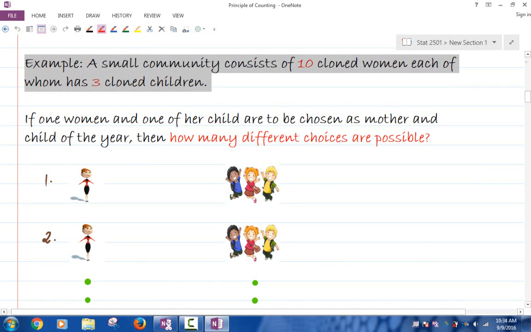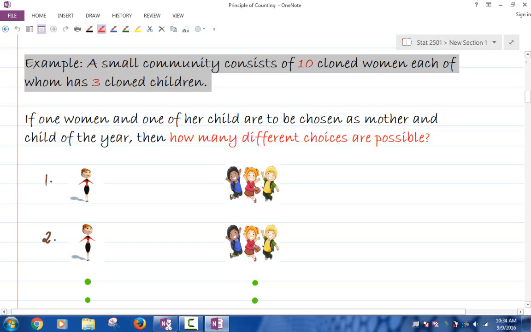I was trying to get some pictures from the internet, and initially I thought I'm going to use a different picture for each person, but then I was like, well, that's going to be too much work, so I'm just going to use the same person for all the 10 women. Spelling error there, but okay.